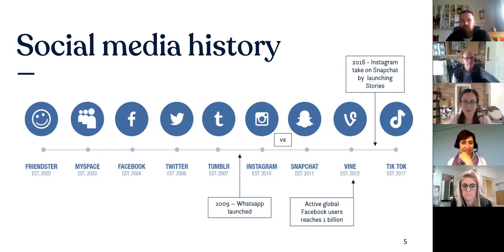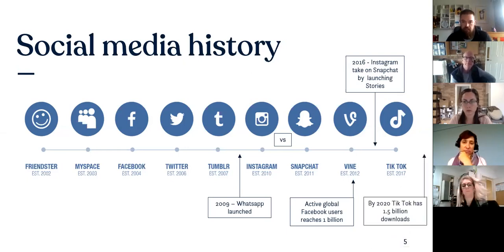Vine in 2012, I don't know if any of you are familiar with this, but it was a video platform, so short videos. It actually was stopped in 2016. It just wasn't getting the traction anymore. Come 2017 and TikTok gets on the scene, same sort of thing, short videos, some really unique features to it. It's now knocking down the door of one of our top 10 social media platforms in Australia. So by 2020, TikTok had 1.5 billion downloads in the App Store. So it's the fastest growing social media platform right now.